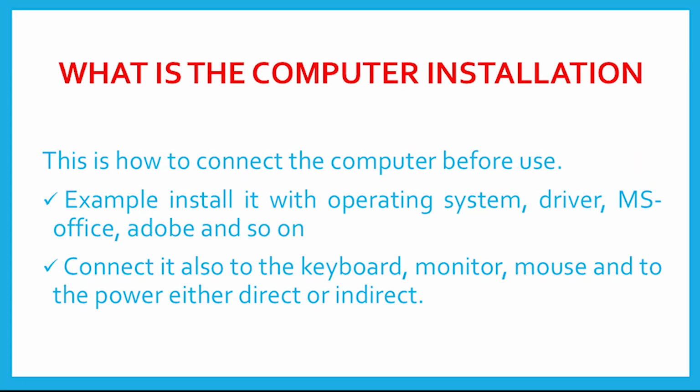What is computer installation? This is how to set up the computer before use, for example installing the operating system, drivers, Microsoft Office, Adobe and so on, and connecting it to the keyboard, monitor, mouse and to the power, either directly or indirectly. First, before we continue with installation, we need to connect the computer to the monitor, keyboard and mouse and to the power through a UPS or directly to the main supply. After that we switch on the computer and insert the CD which contains the operating system and continue.